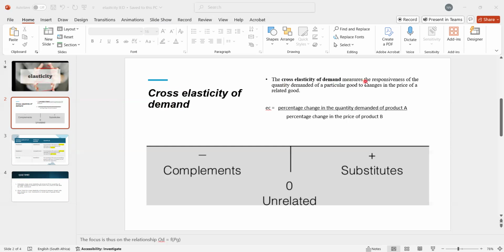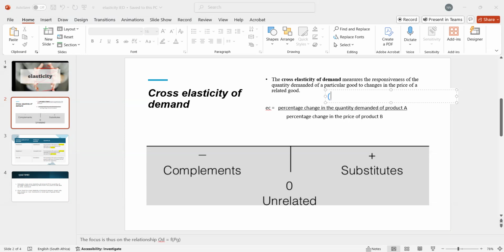So the cross elasticity of demand measures the responsiveness of the quantity demanded of a particular good to a change in the price of a related good. The formula is indicated by EC for cross elasticity: percentage change in the quantity demanded of product A divided by percentage change in the price of product B.